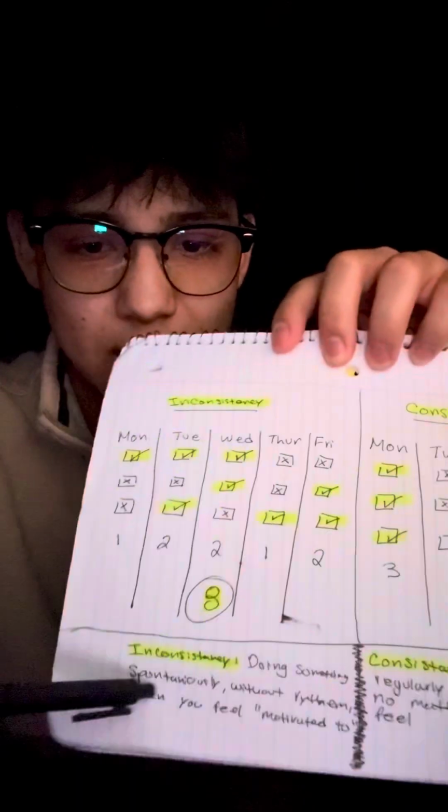So I made up a little bit of my own definition for inconsistency, and this is what it sounds like: doing something spontaneously without rhythm when you feel motivated to. So what I mean by spontaneously and without rhythm, obviously you guys know what rhythm is. It's kind of like a pattern. Okay, and then spontaneously is whenever you feel like it, whatever time and when you want to do it.